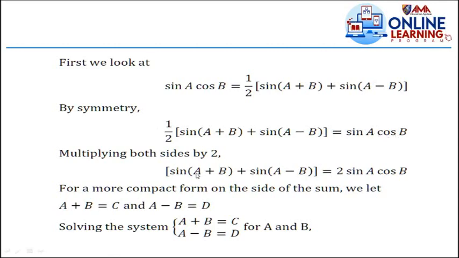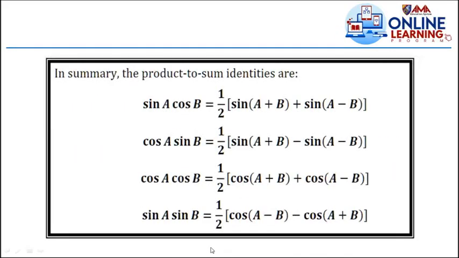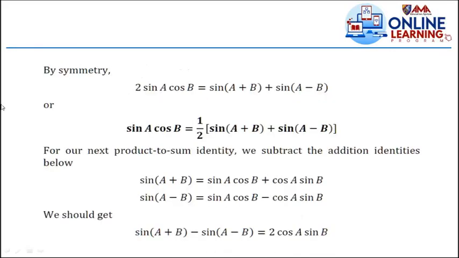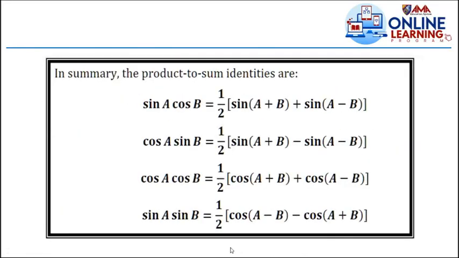Multiplying both sides by 2: we just reversed it, what was on the left we put on the right. Multiplying both sides by 2, sine A plus B plus sine A minus B is equal to 2 sine A cosine B. So it is like our formula earlier: 2 sine A cosine B is equal to sine A plus B plus sine A minus B. That is where it comes from.